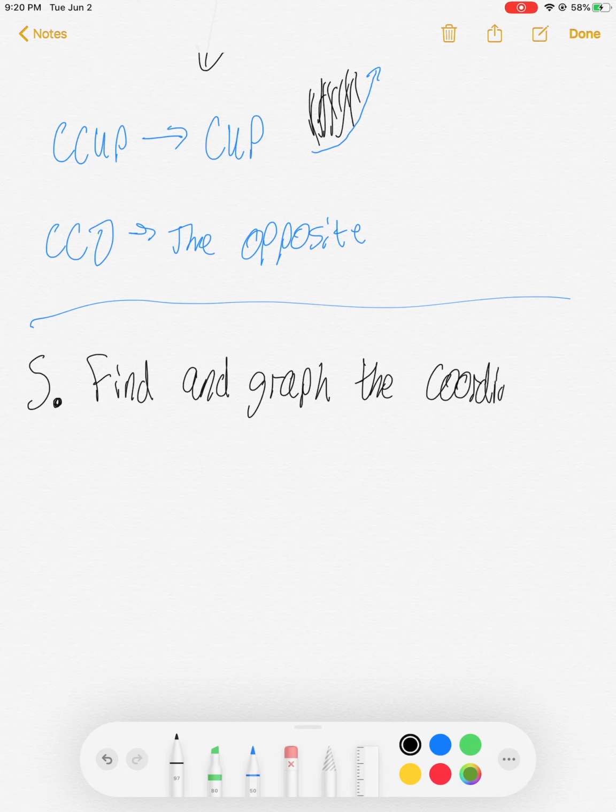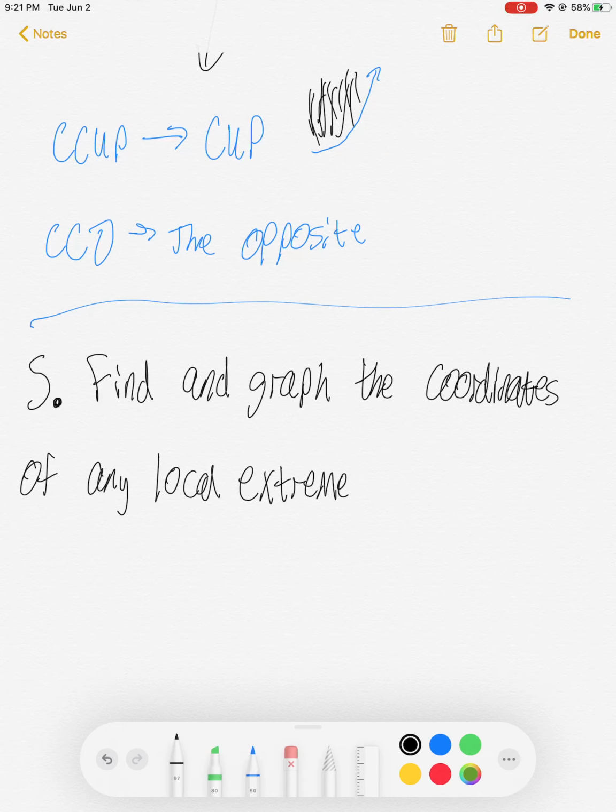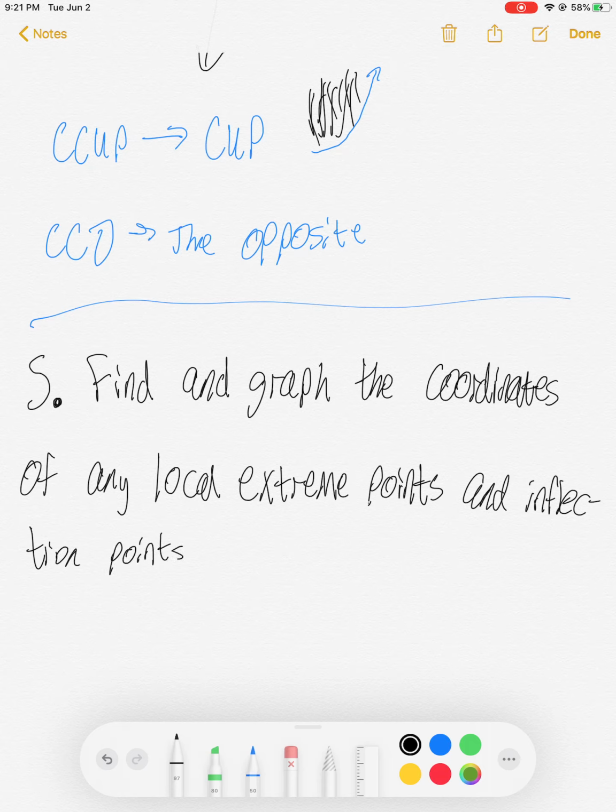The next problem I want to do is problem 5. It's looking like we may only have time for 3 problems, and that's okay. I adjusted today and only picked out 4 that I wanted to do rather than what I've been doing. So if we only get through 3, that is okay. Find and graph the coordinates is basically going to be the same instructions with a different function, which I think is plenty good practice for this new skill of any local extreme points and inflection points.